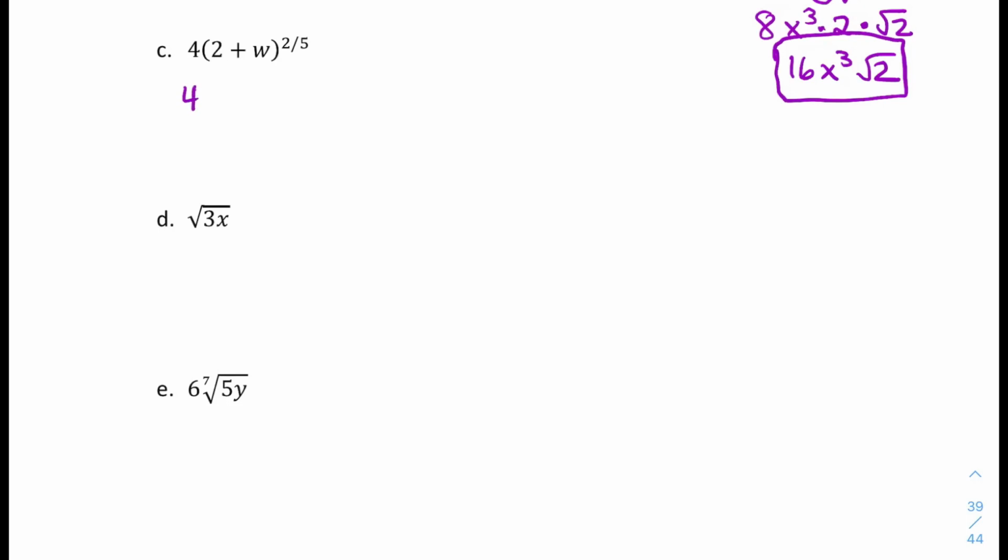This one you have just the 2 plus w being raised to the 2/5 power. So the 2 plus w is going to go inside of your 5th root, and then the whole thing's to the second. I can't break down that 2 plus w at all because those are a group. I could also write it as the 5th root of 2 plus w squared together inside.